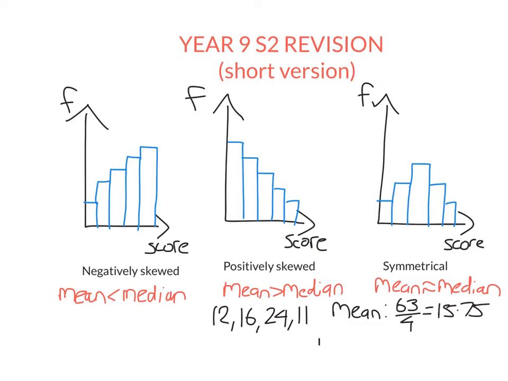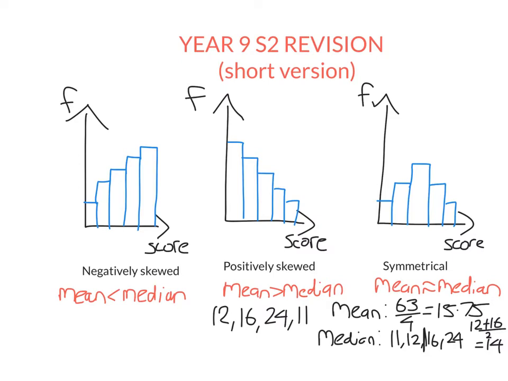To find the median, remember the data has to be in order. In order, it's 11, 12, 16, 24. If there's an even number of scores, the median is in between the two middle scores. So it would be 12 plus 16 over 2, and halfway between 12 and 16 gives you 14. In this set of data, you can see that the mean is more than the median, so we would expect that the data would be positively skewed.